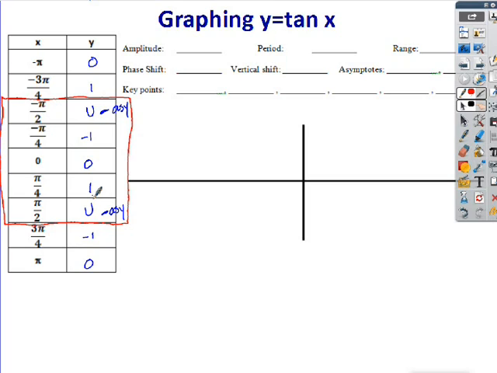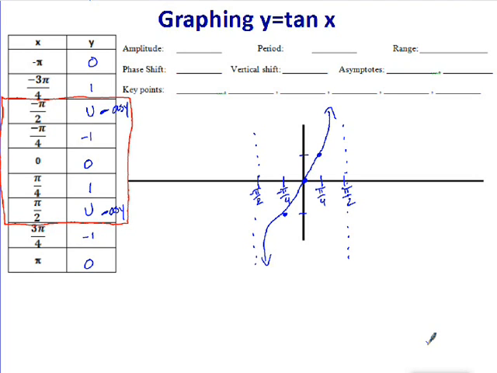So remember with sine and cosine we had those parent function patterns that we had to memorize. So here is your parent function pattern for tangent. Asymptote, negative 1, 0, 1, asymptote. So let's actually graph this and see what it looks like. Okay, so I graphed those points here from negative pi over 2 to positive pi over 2. This is what it looks like.